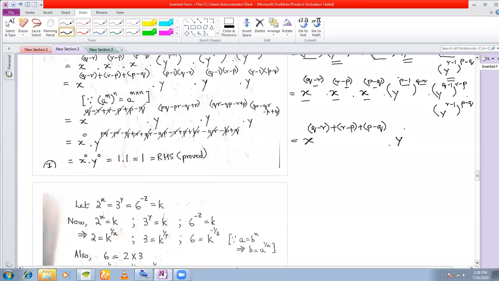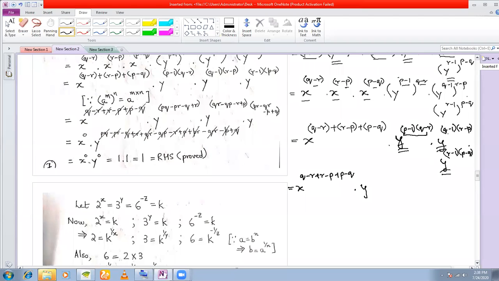I take y to the power of p minus 1 into q minus r into y to the power of q minus 1 into r minus p into y to the power of r minus 1 into p minus q. Okay, so now what happens? I open these brackets, q minus r plus r minus p plus p minus q into y to the power of, now see here I have bases same, right? So I can add the powers.